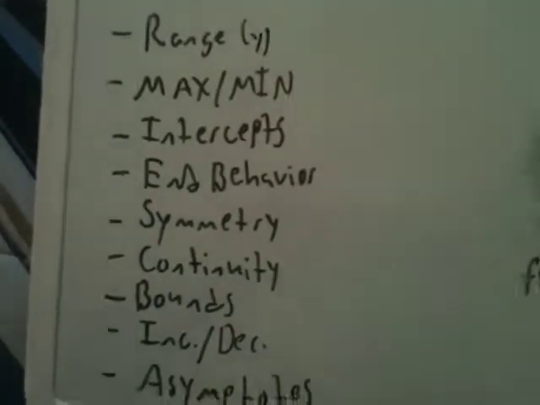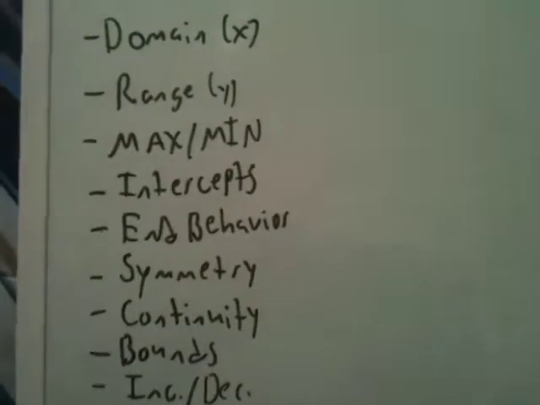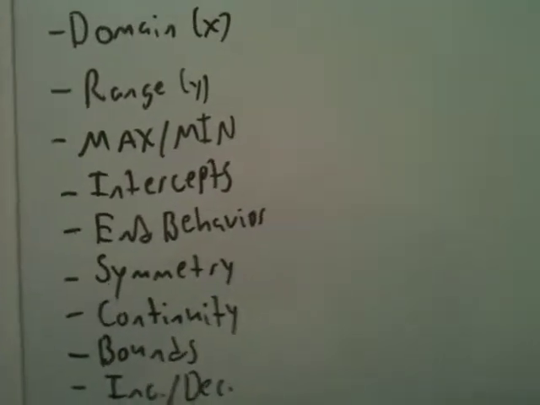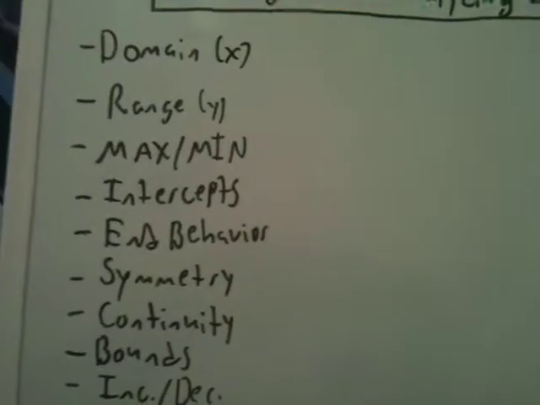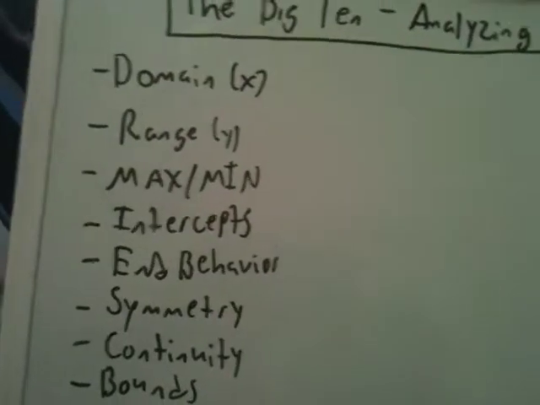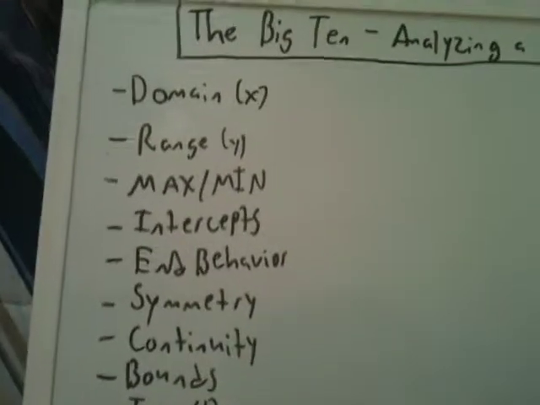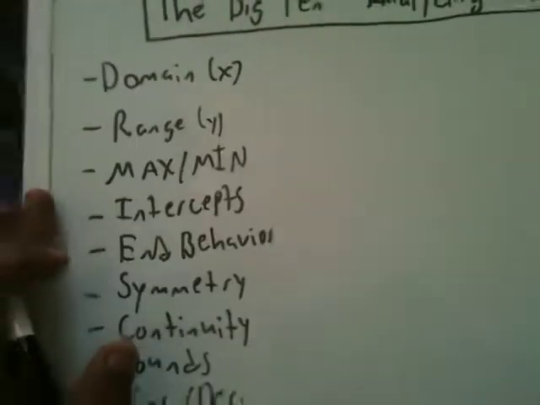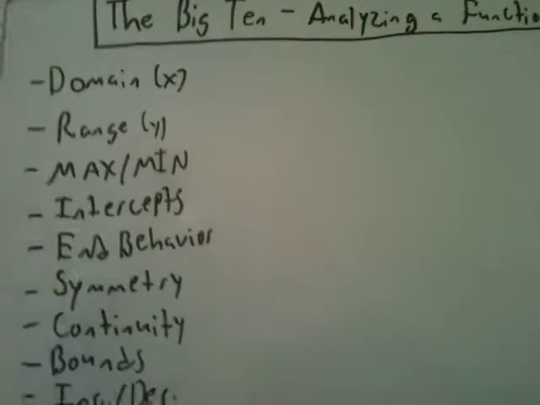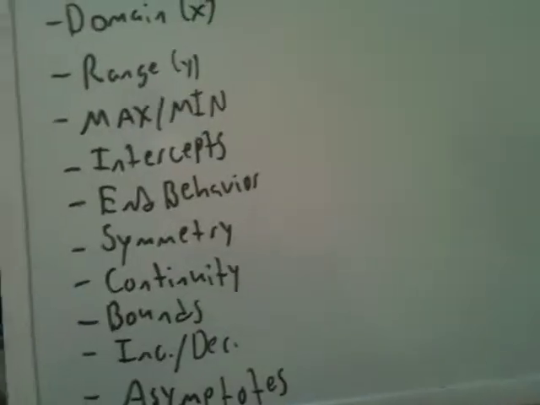Next is continuity. And simply put, you have to define whether or not there is a break in the function. If there's a hole, or if there are any breaks where you can't draw the function in one fell swoop. So you would say, such as infinite discontinuity at x equals whatever.